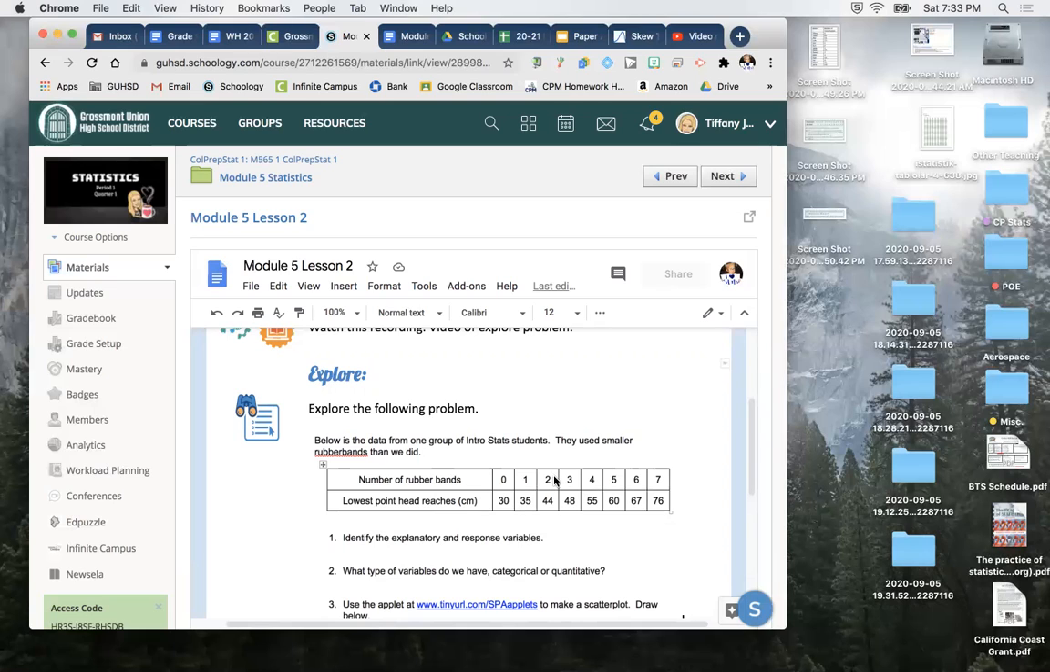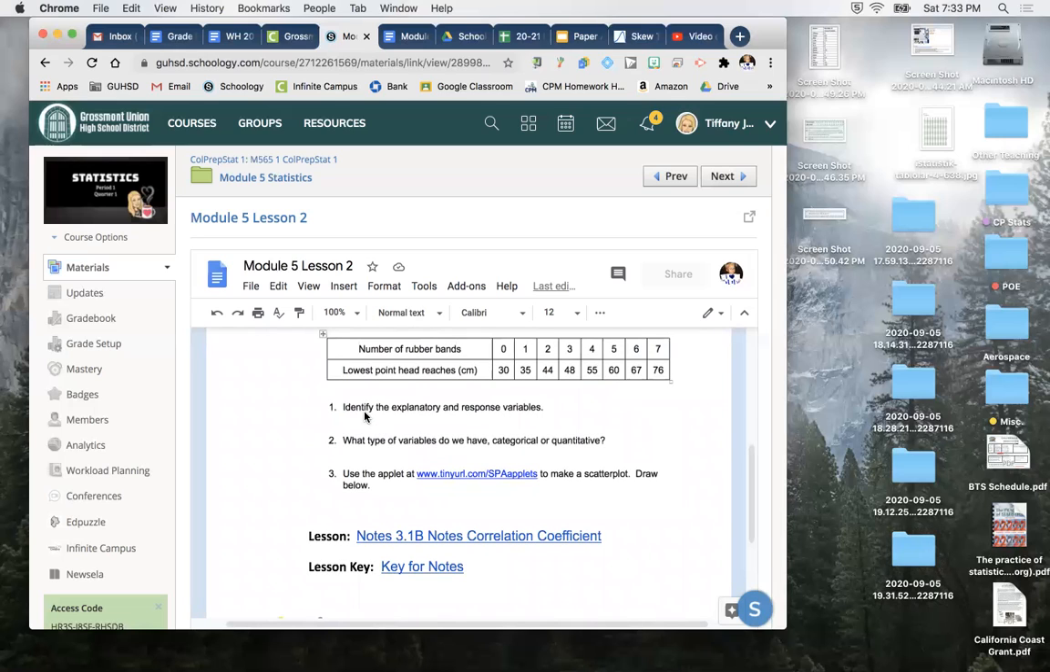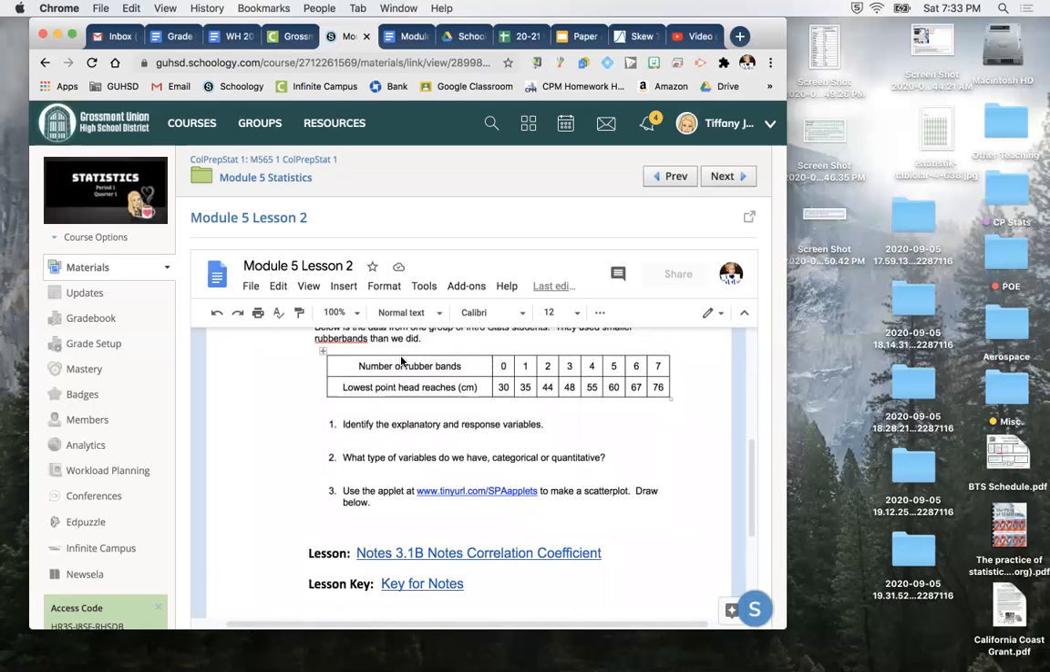Then when you have 2 rubber bands, it looks like it goes up a little bit more and more and more. What you need to think about is that rubber bands begin to stretch out even more as you add rubber bands, if you were affixing these to the feet of a Barbie. What we have going on here first is identify the explanatory and response variables. The explanatory in this is definitely the number of rubber bands. That's explaining why there's a change. The response is that the lowest point of the head is going further and further down.